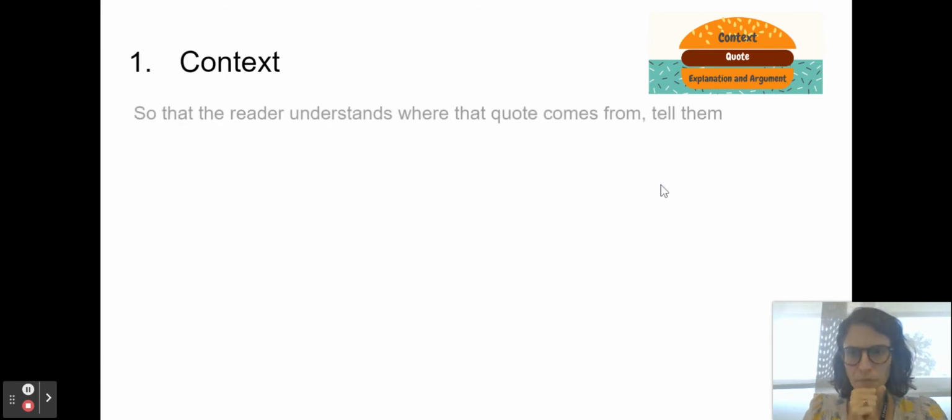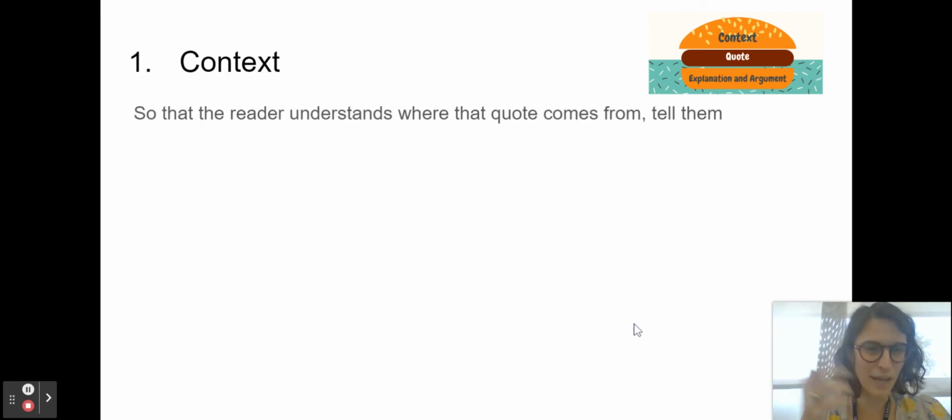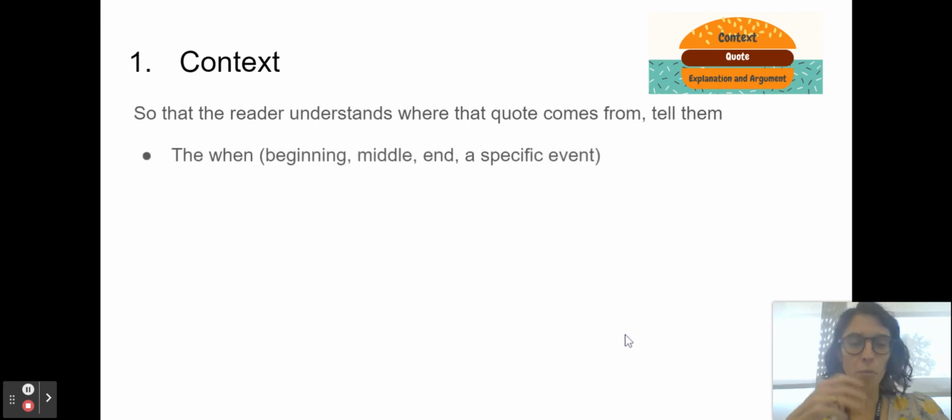Let's break it down. The context is so that the reader understands where that quote came from. Especially if you're talking about a whole book, there's so many events. To just say a random quote, you might not remember where that quote came from. You're not going to memorize the whole book. So we need to tell the reader the when. In what part of the book? Was it the beginning, the middle, the end? Was it during a specific event, a key event in the book that everyone would recognize? Again, you assume that your reader or the audience of this essay has read the book. They just need a reminder about where this quote comes from.